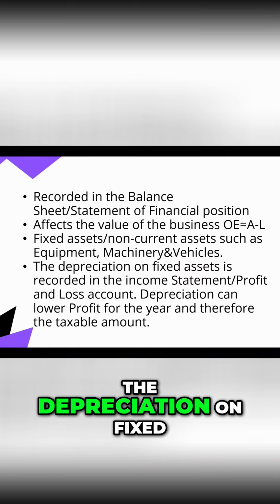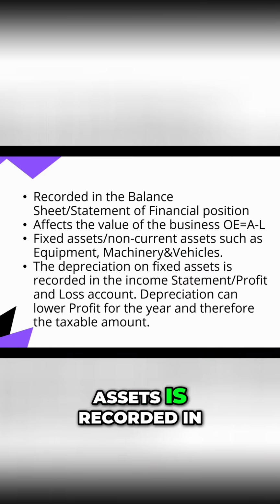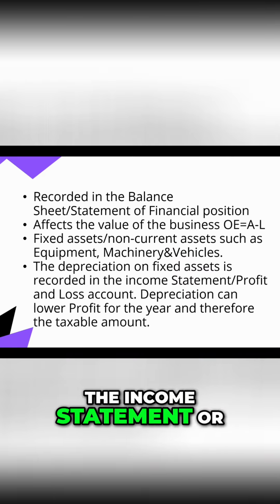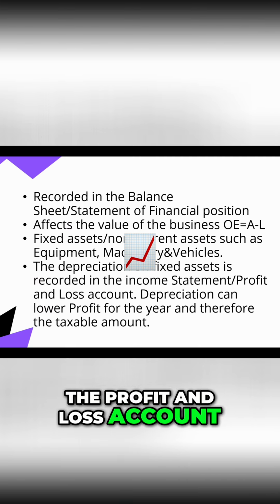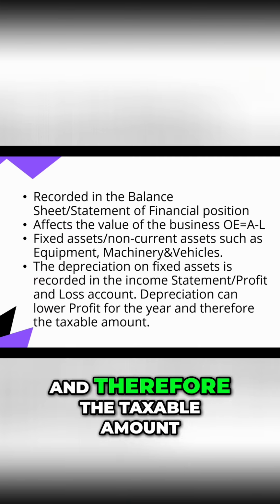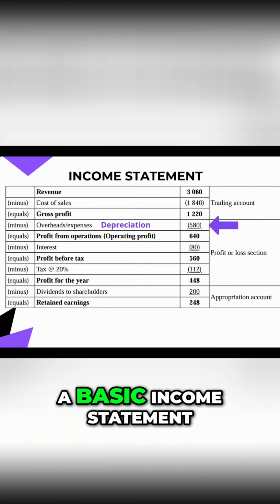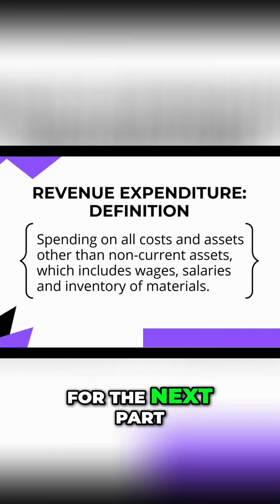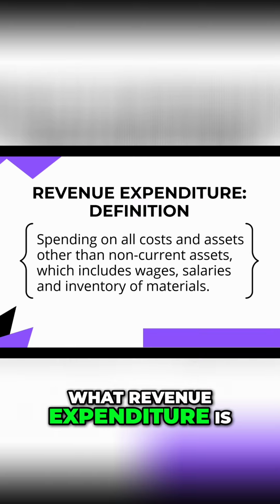The depreciation on fixed assets is recorded in the income statement or the profit and loss account. Depreciation can lower the profit for the year and therefore the taxable amount. A basic income statement. Now for the next part of the answer, I need to define what revenue expenditure is.